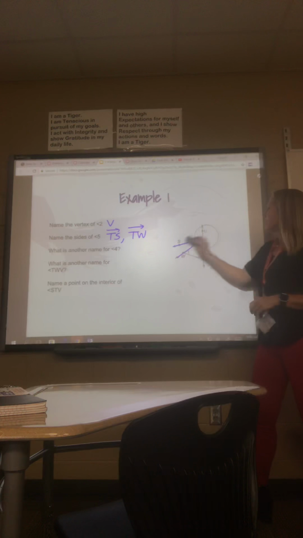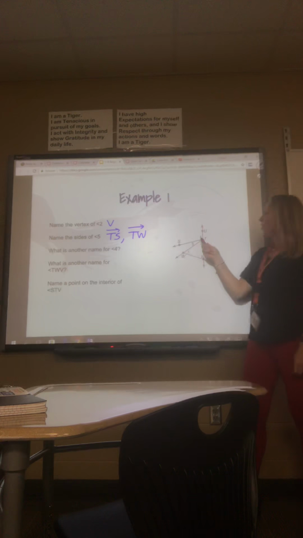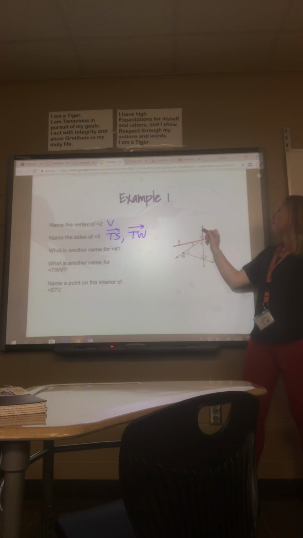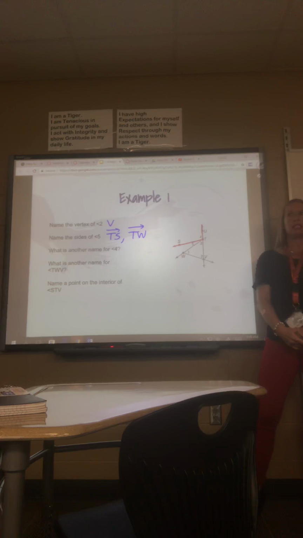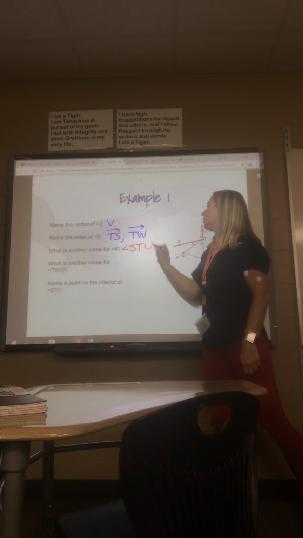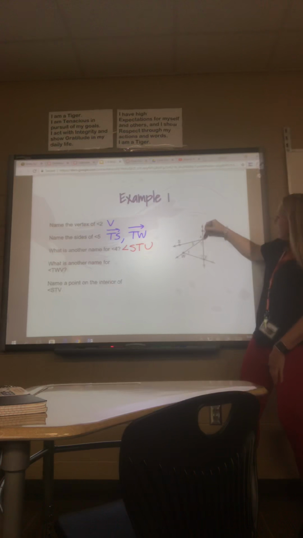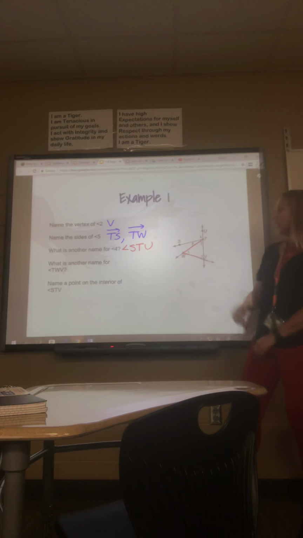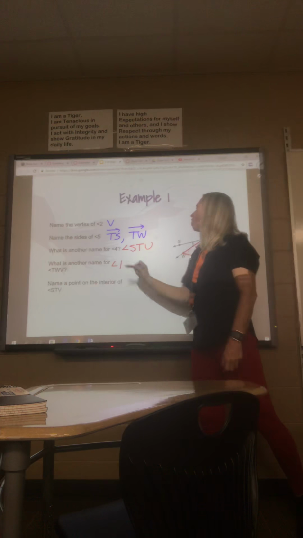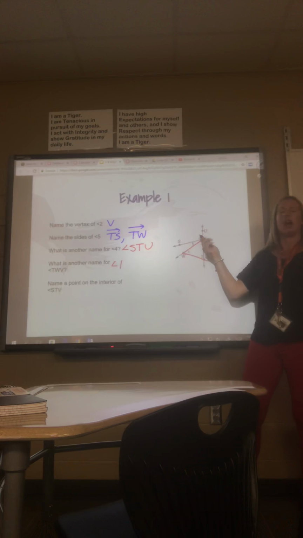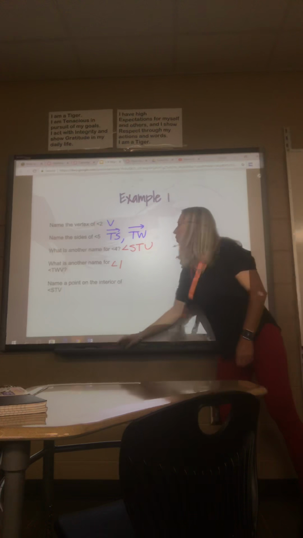Okay, what is another name for angle 4? Could I call angle 4 angle T? Why could I not? Because that's connected to other angles. So how could I name it? STU or UTS. What is another name for angle TWV? Angle 1. Could I also say VWT? Yeah, I could.